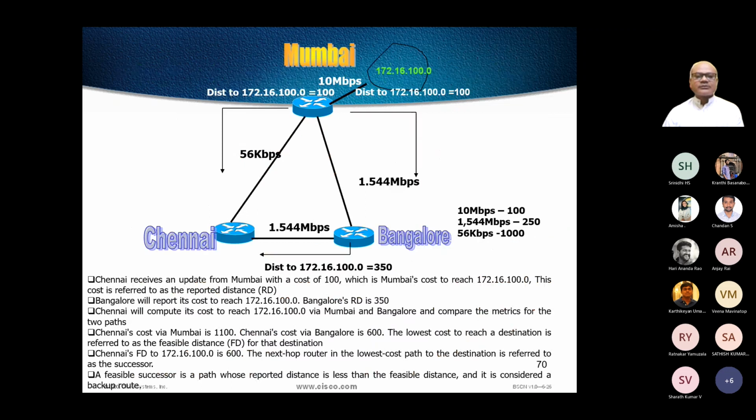He has given an example, guys. To reach the destination, who is the best? This is Mumbai, Bangalore and Chennai. The destination is 172.16.100.0, the source is 100. Who is the best route? You can see 10 Mbps with 100, 1.54 Mbps with 250, and 56 kbps with 1000.